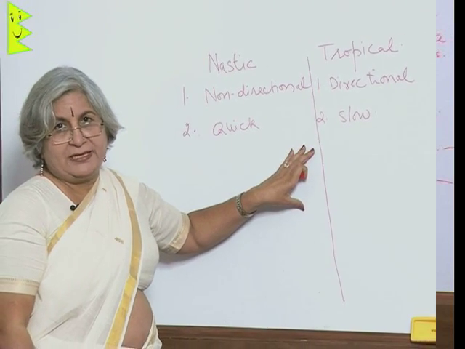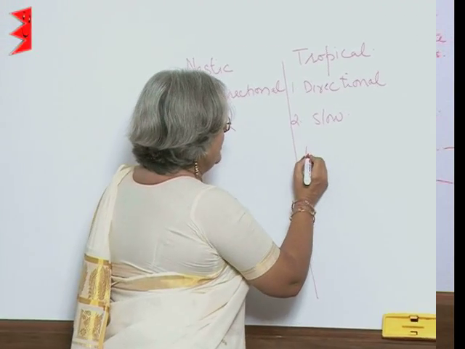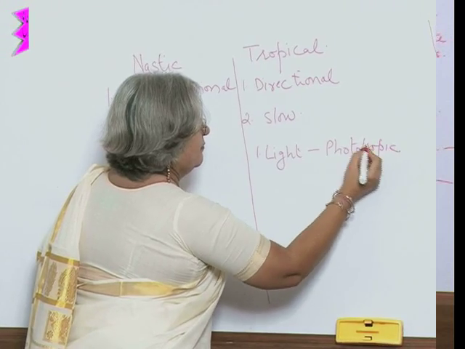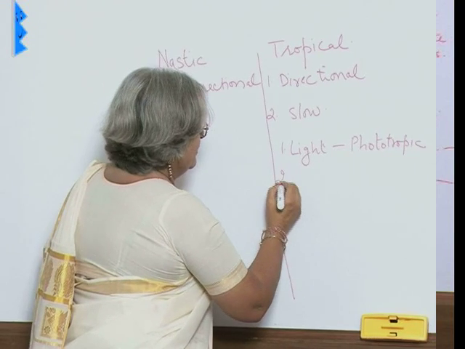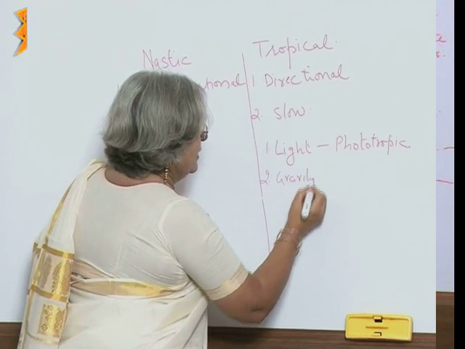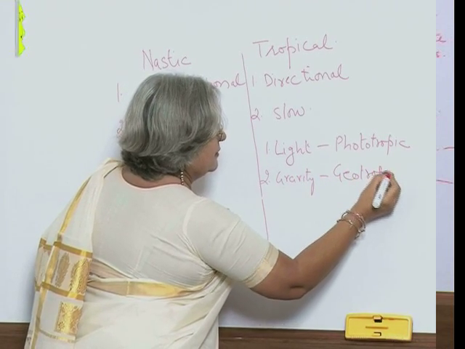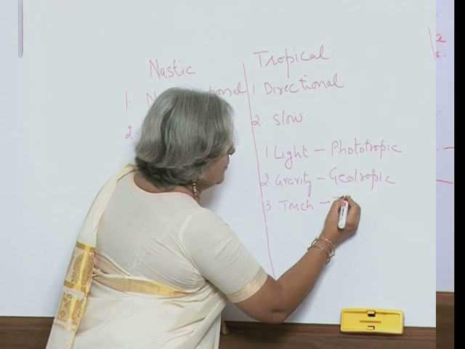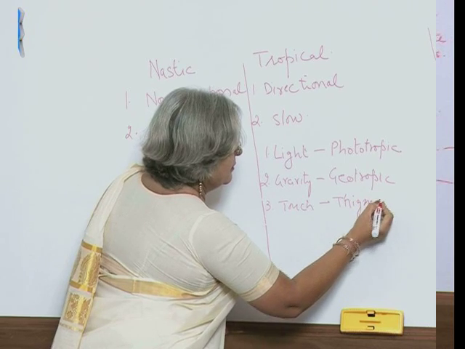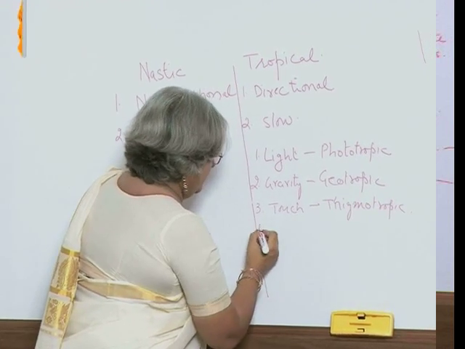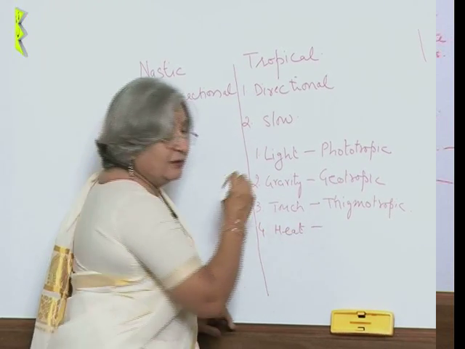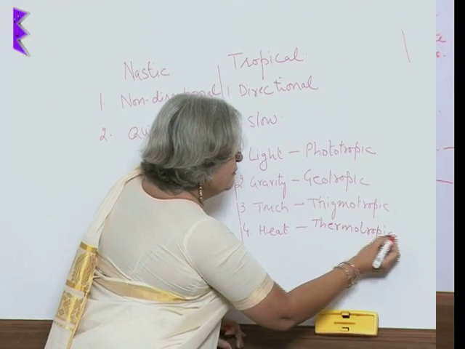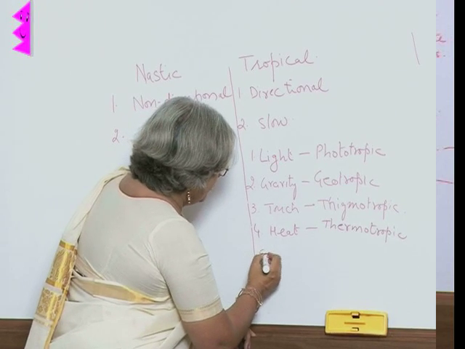Now, in the case of tropic movements, the stimuli can be many, like it can be light, when it is called phototropic movements. Photo means light. Then gravity, and it will be called geotropic. Geo means earth. Then touch, thigmotropic. Then heat, which will be thermotropic. And the movement which is caused by the chemicals is called chemotropic.